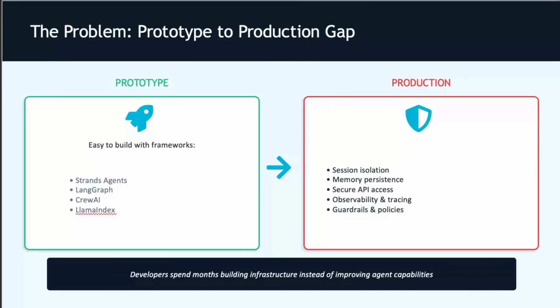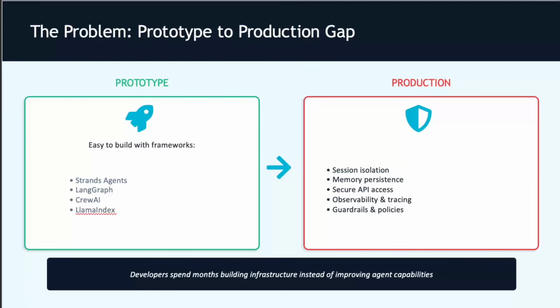For building AI agents, you have amazing open source frameworks: Strands Agents, LangGraph, CrewAI, LlamaIndex, and other frameworks. This makes it incredibly easy to build a working prototype. You decorate a function, write a system prompt, and boom, your agent reasons, uses tools, and solves your problem. That part is solved. But on the right is production.